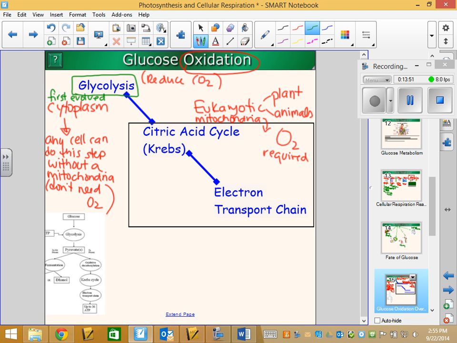Does anyone have any questions that they would like to ask about the 3 steps, where they happen, or anything like that? Yes. It's another name for the citric acid cycle. So just like the Calvin-Benson cycle could be called that, or the light-independent reaction, the citric acid cycle can be called citric acid or Krebs cycle. Does anyone else have any questions they'd like to ask here?